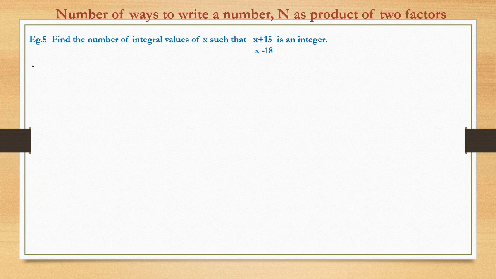Now another example we'll see here, where (x + 15)/(x − 18) is an integer, so let it be m. Find the number of integral values of x such that this is an integer m. So can we write this as x + 15 − mx + 18m = 0, right?